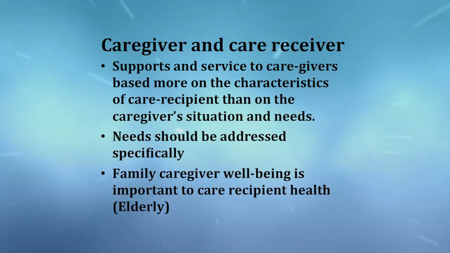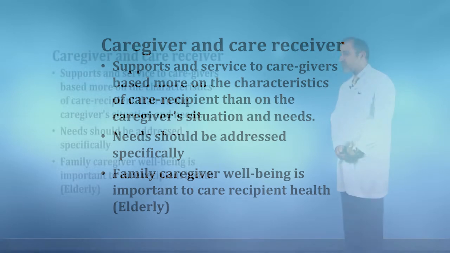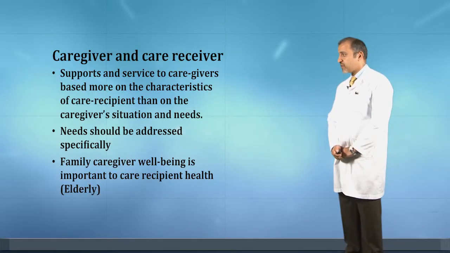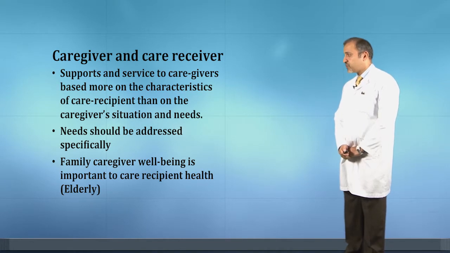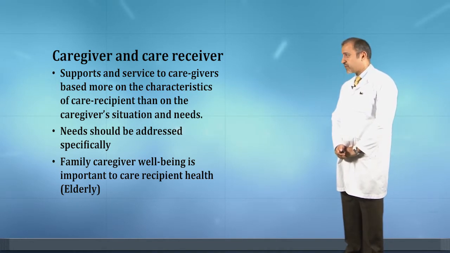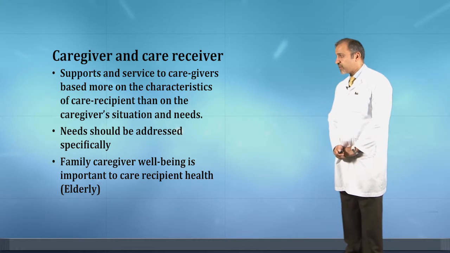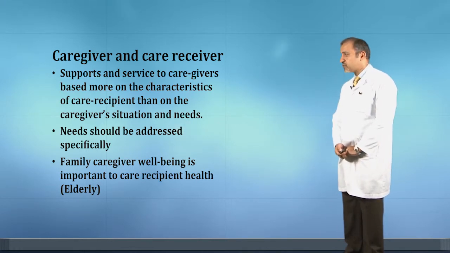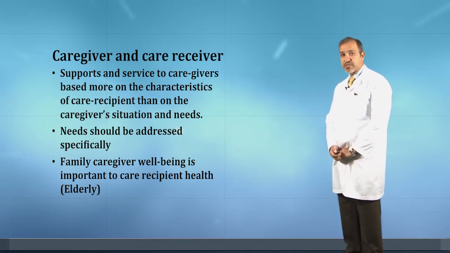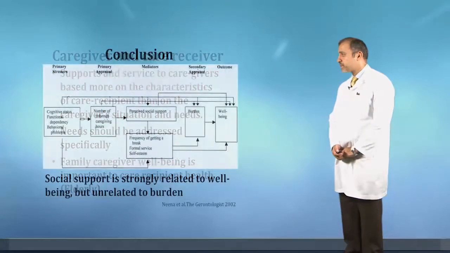When we discuss caregiver and care receiver, many times support and services to caregivers are based more on the characteristics of the recipient rather than on the caregiver's situation and needs. The needs should be addressed specifically for each caregiver. Family caregivers' well-being is important to care recipient health.